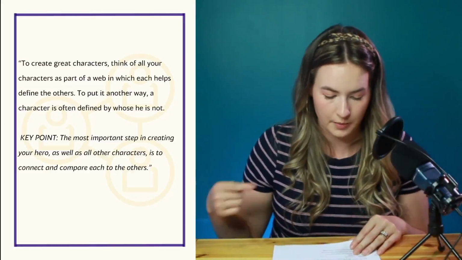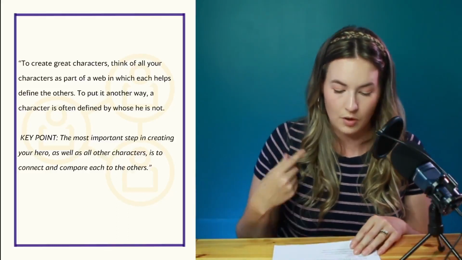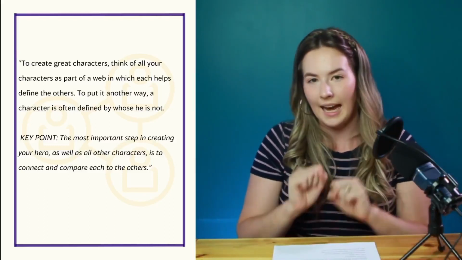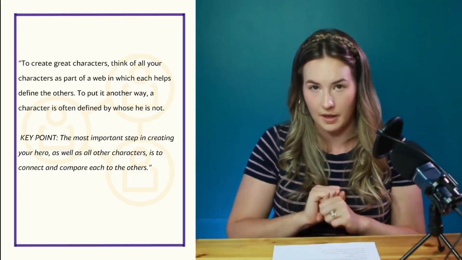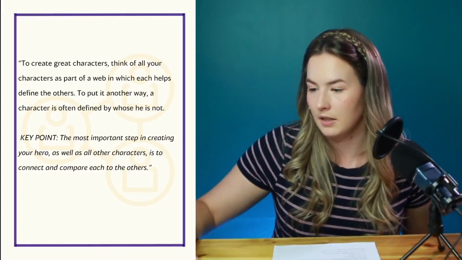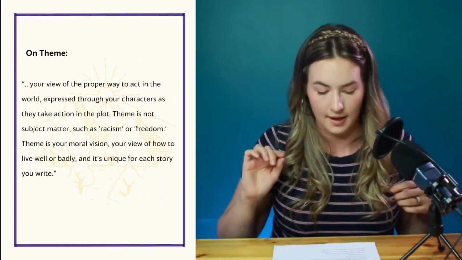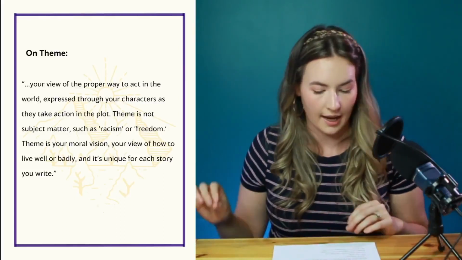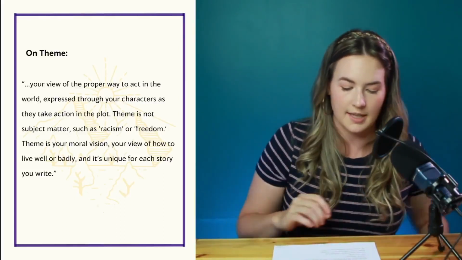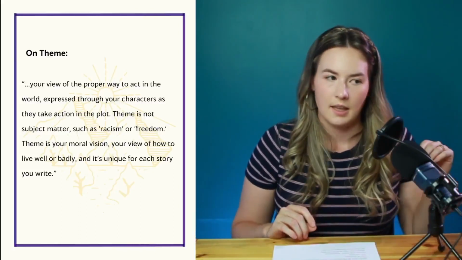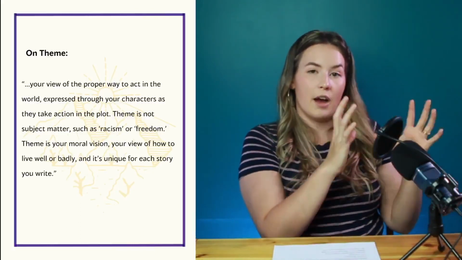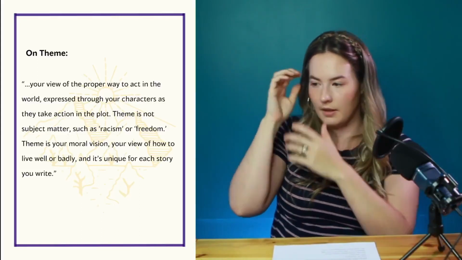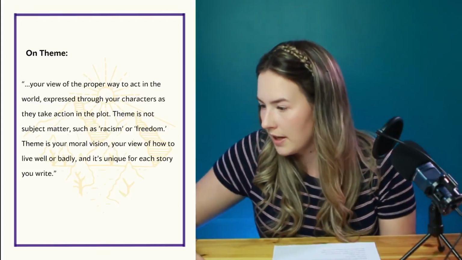As John Truby explains, as you go through the book, this connect-and-compare of ideas with the characters has to happen in the context of the theme. He describes theme as your view on the proper way to act in the world, expressed through your characters as they take action in the plot. This is your idea of how to live, and each of the characters represents a thought on how to live. Thus you have the face and the mastermind types.